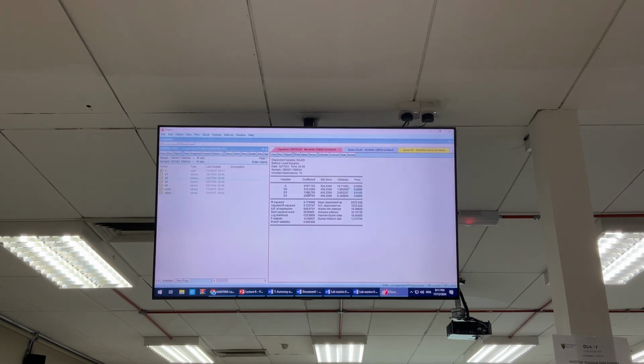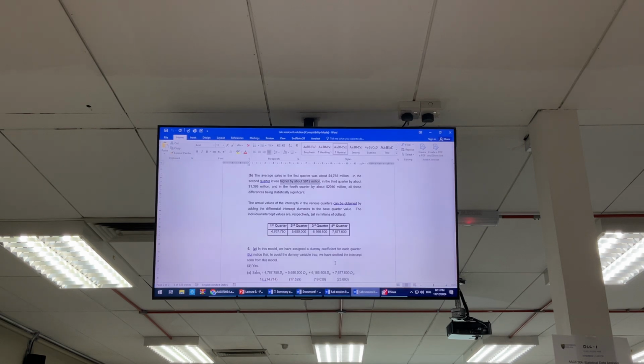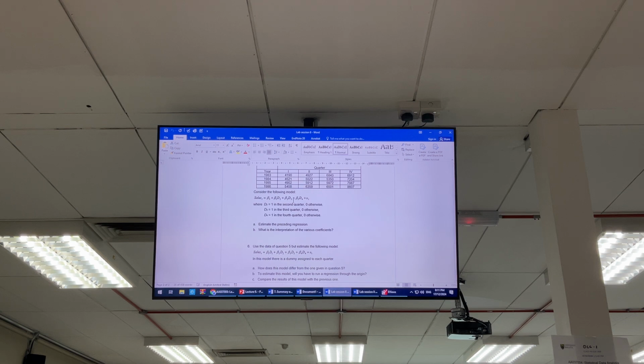So for this model, how to perform the test? Let's say you are asked to test whether there is a significant difference in the sales for the 4 different quarters. So you need to test beta 1, beta 2, beta 3, whether all equal to 0 or at least one of them is not equal to 0. Understand that? You can perform a Wald test as usual. If you reject, it means that the sales are not the same for different quarters. If you do not reject all equal to 0, then you can conclude that the sales are just the same for the four quarters. Understand that?